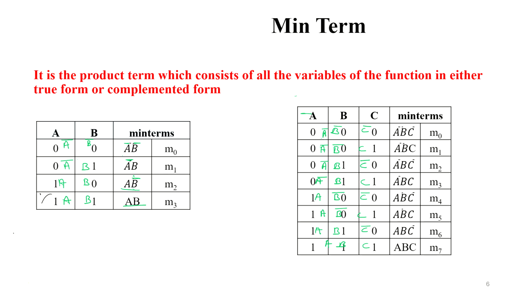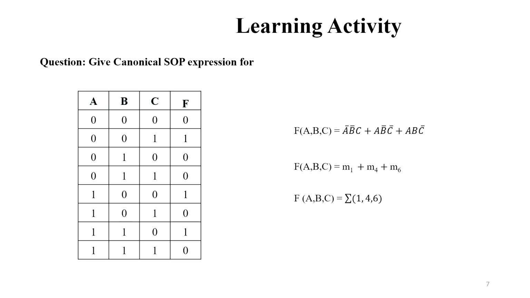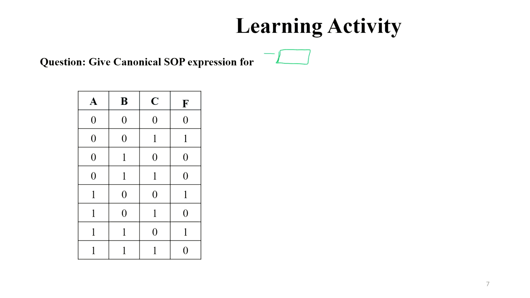Okay, so this is how you can write down the corresponding minterms. Now, if a truth table is given to you with 3 inputs, A, B and C, and 1 output F, so you can say this function is F(A, B, C), and you have to find the corresponding Boolean expression. You can do it like this.